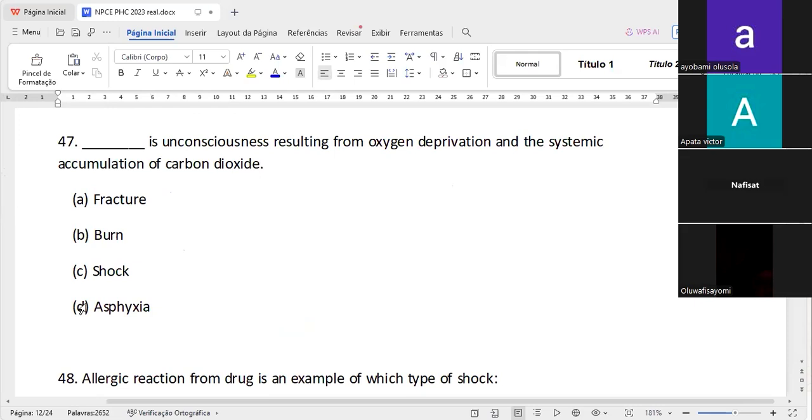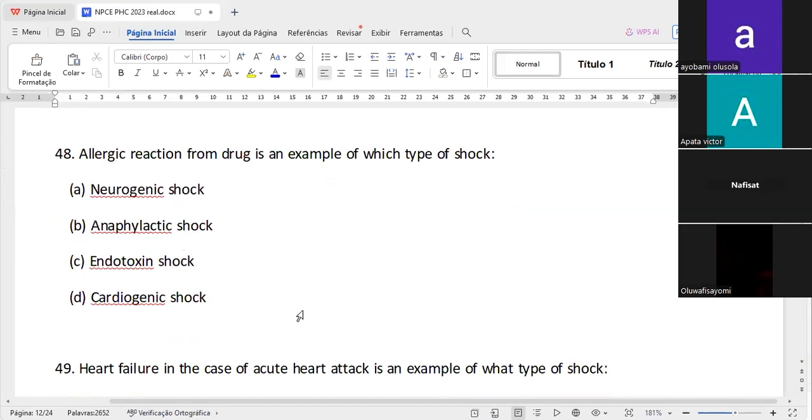Asphyxia, correct. Okay. Allergic reaction from drugs is an example of which type of shock? Anaphylactic shock. Correct. Anaphylactic shock.